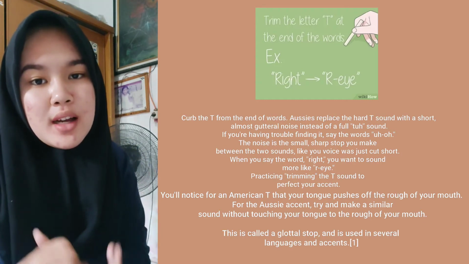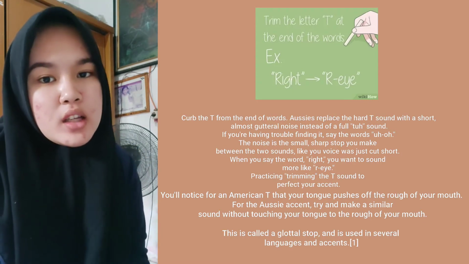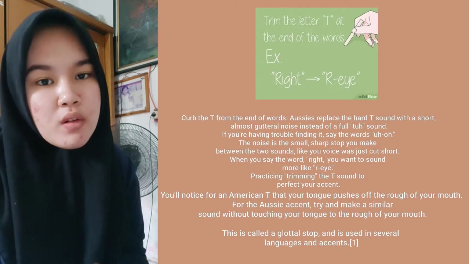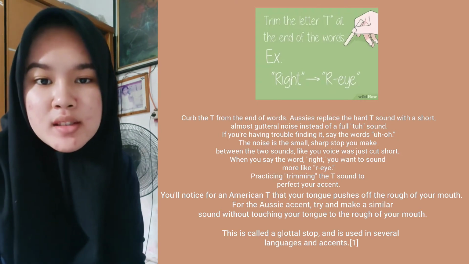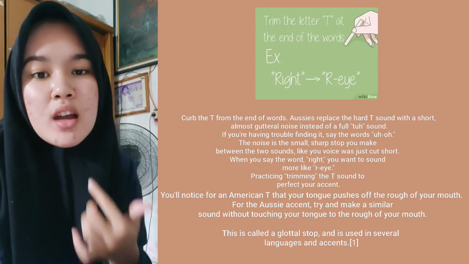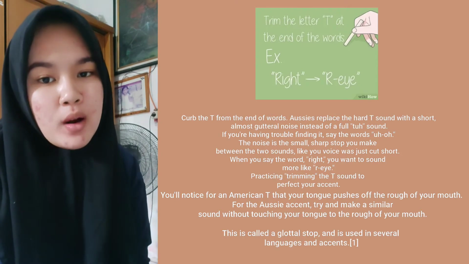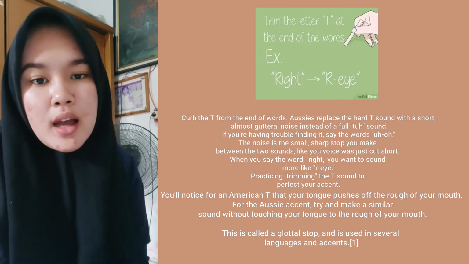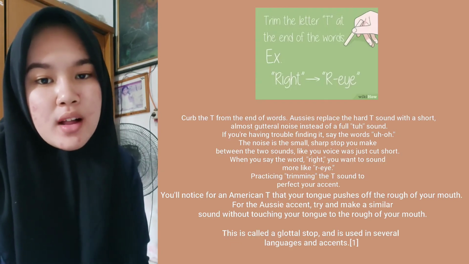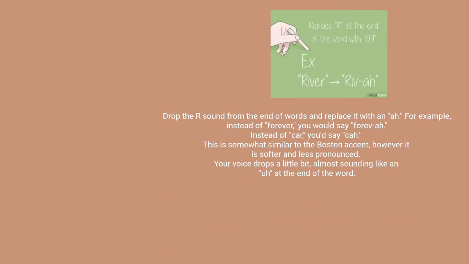You'll notice for an American T that your tongue pulls off the roof of your mouth. For the Aussie accent, try to make a similar sound without touching your tongue to the roof of your mouth. This is called a glottal stop and is used in several languages and accents.